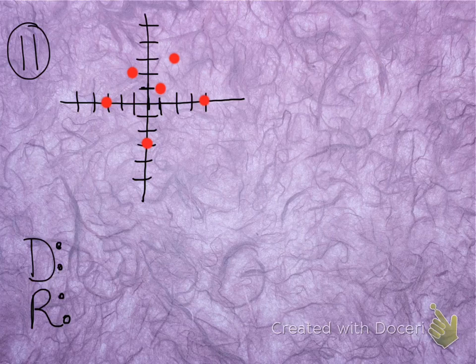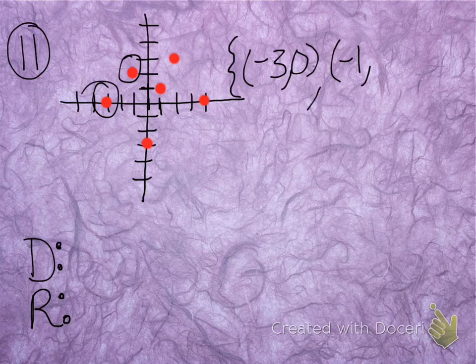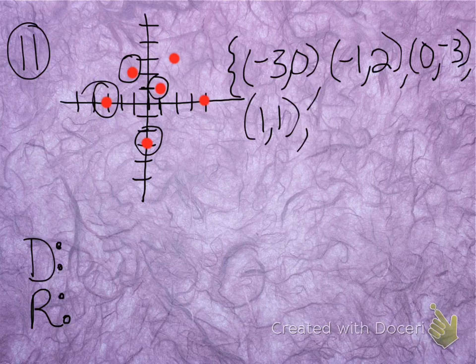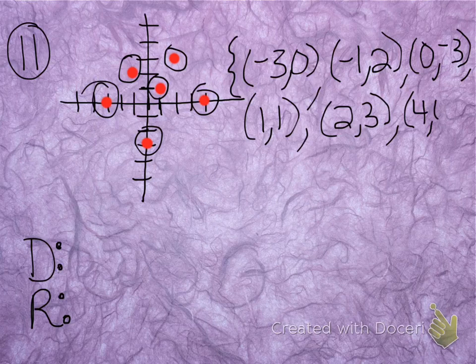All right, for this one, we want to list the points first. So this coordinate point is going to be at -3, 0. This one is going to be at -1, 2. This one is going to be at 0, -3. This one is going to be at 1, 1, 2, 3, and 4, 0.